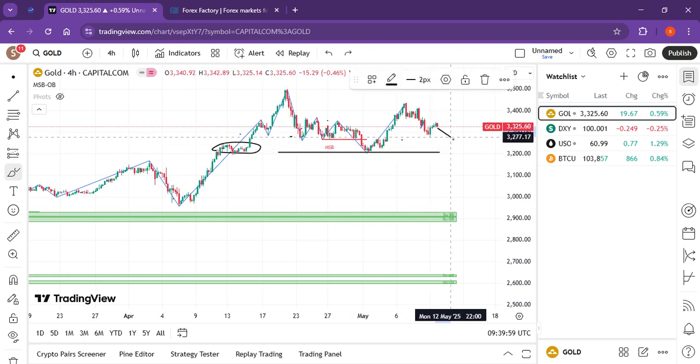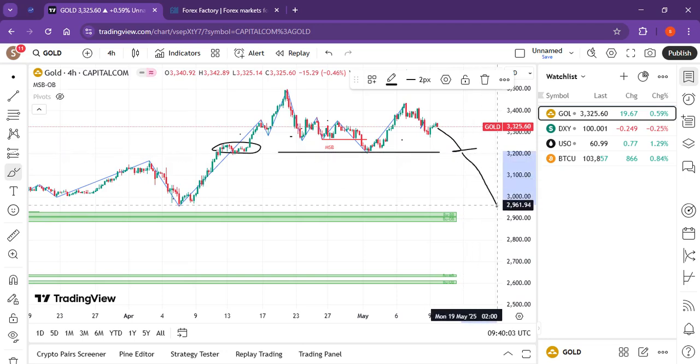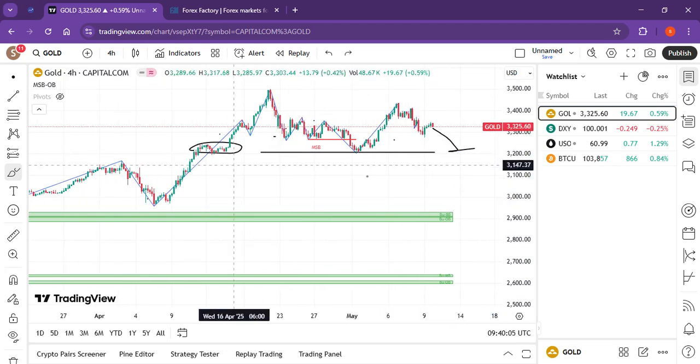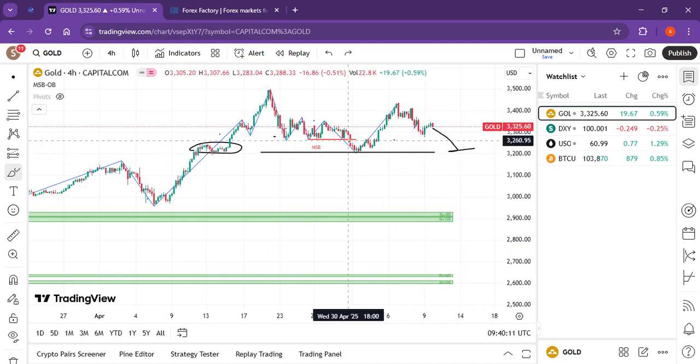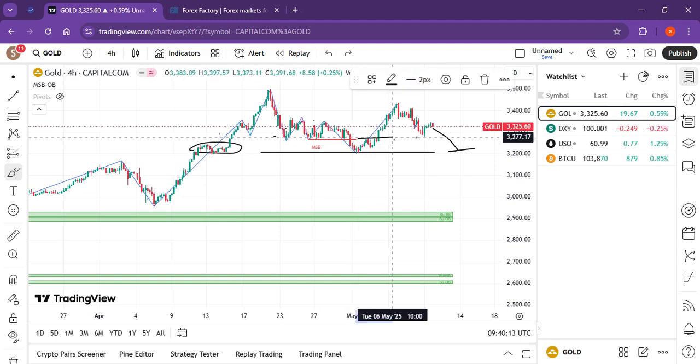One second, gold came down here, and if this breaches, we can expect the levels to go down more, up to this. But I'm not expecting these levels. I can expect only up to 3200 to likely be reached. 3266 will also work as a major support.